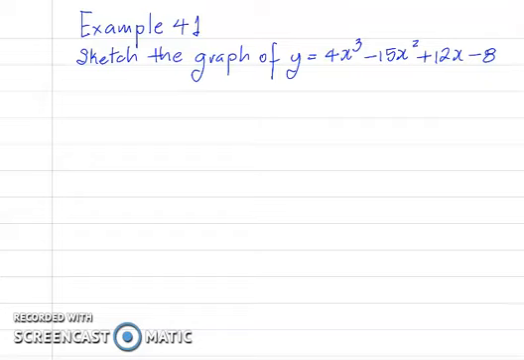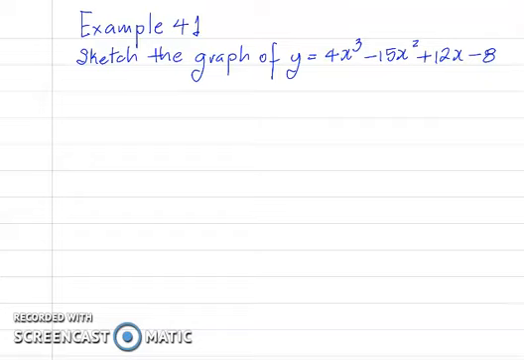So, example 41 says, sketch the graph of y is equal to 4x cubed minus 15x squared plus 12x minus 8. So, the first thing, let's identify what's the y-intercept. Now, once a polynomial is written like this, where y is the subject, the number at the end is the y-intercept. So the number at the end is minus 8. So it means that this graph will cut the y-axis at minus 8.